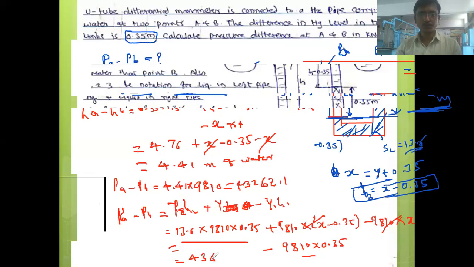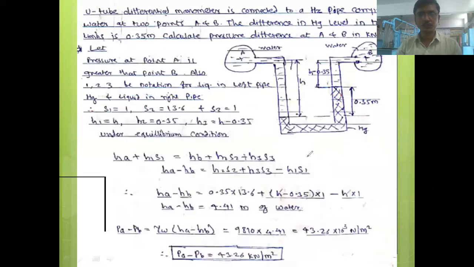So 43262.1 Newton per meter square. If you divide it by 1000, you will get 43.26. That will be your answer: 43.26 kilonewton per meter square.